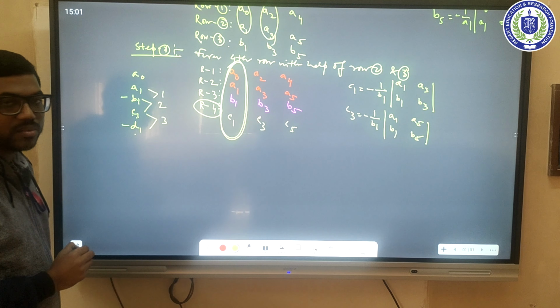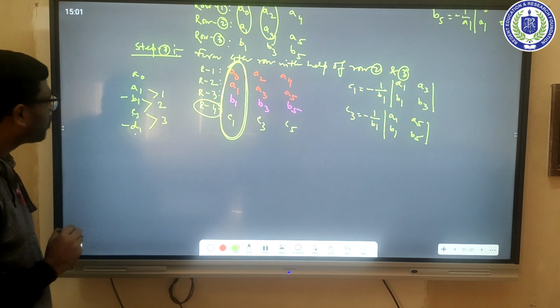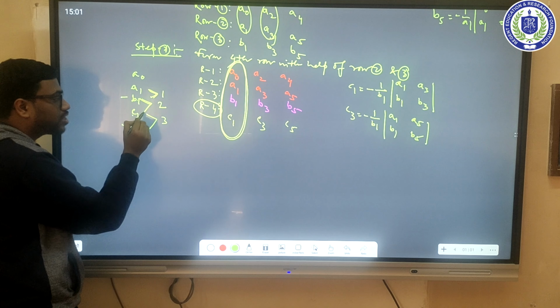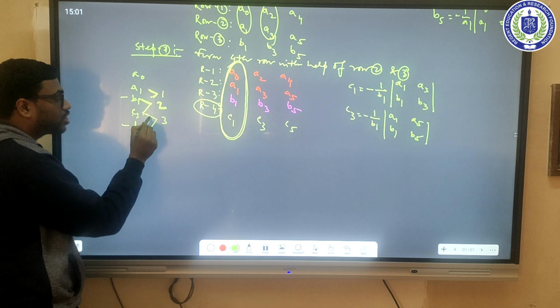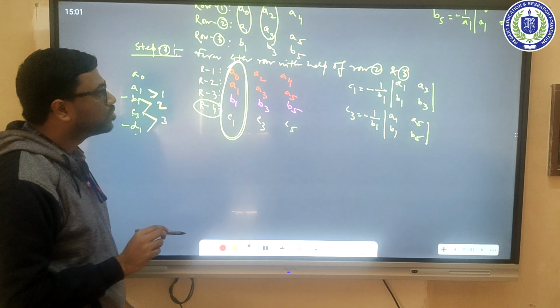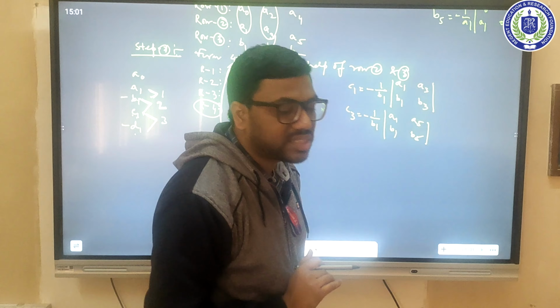So here the number of roots in the right half of the s-plane is 3. See, positive to negative is one change, then negative to positive is the second change, then positive to negative is the third change. So with the help of this condition, we will determine the stability of the system.